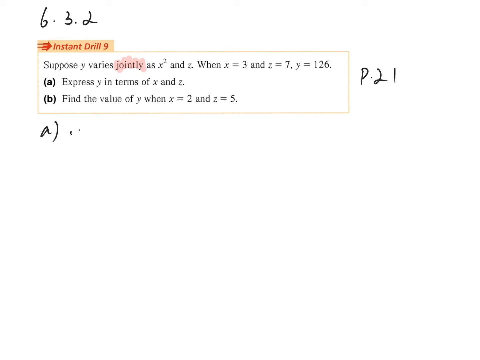Part A, because y varies jointly as x squared and z. You may wonder that it does not mention whether it is direct or inverse. So mark it down, please.